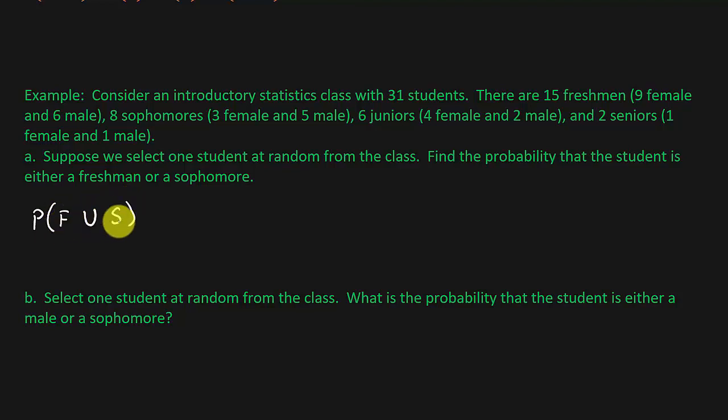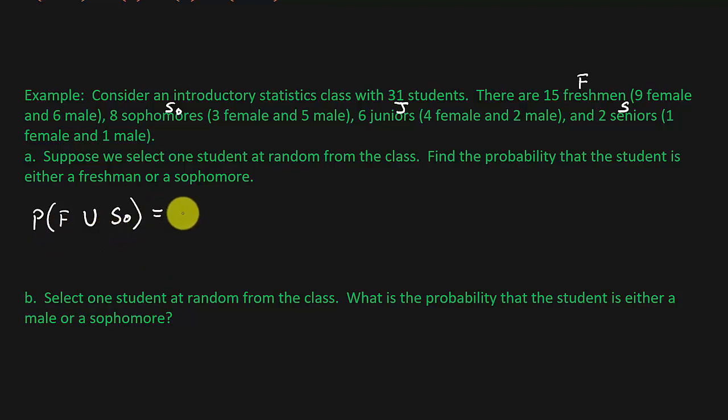I'm going to just use F for freshman, S for sophomore, and let me make a note of that. So for freshman, I'm going to use the letter F. For sophomore, I'm going to use the letter S. For junior, I'll use the letter J. And for senior, well, maybe we don't want to do that. I'll tell you what, we'll use SO for sophomore and S for senior. Okay, so the probability that we select a freshman or a sophomore.